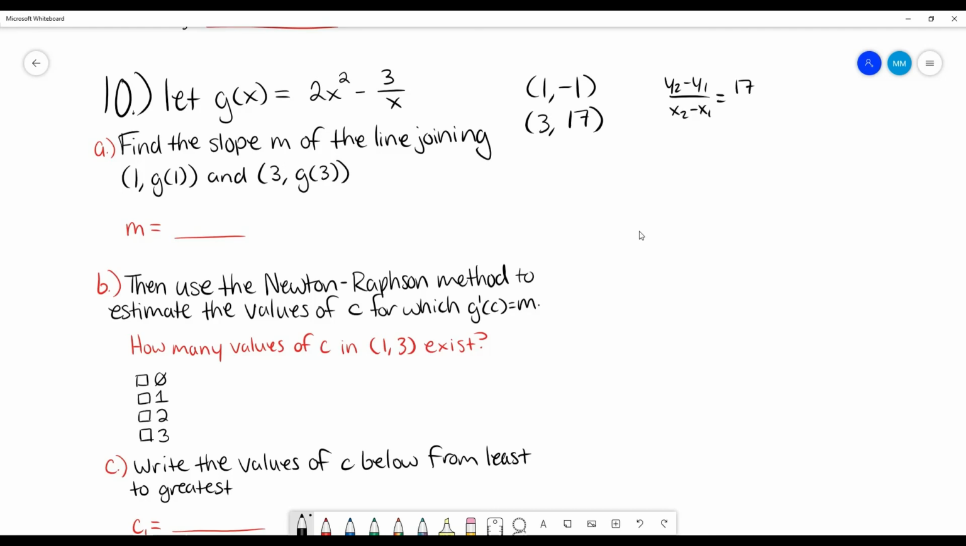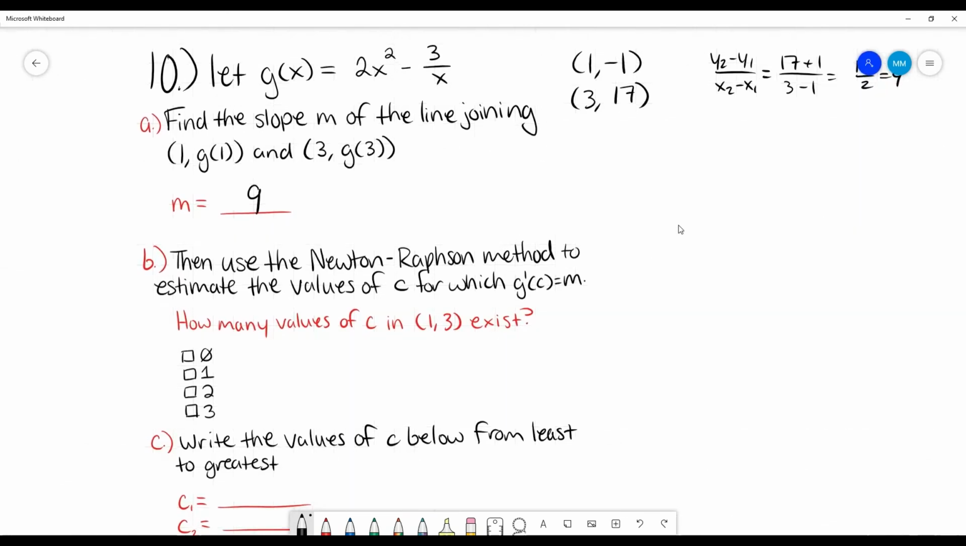In this case it's 17 minus -1, 3 minus 1, that gets us 18 over 2, which is a slope of 9. Now this next bit is a bit different from what we were just doing. Because it is incredibly difficult to actually solve for our zeros, we're going to use the Newton-Raphson method to estimate the values of c where our derivative equals the slope. Okay, so we want to figure out at what points our derivative equals that slope, but we're going to be using our Newton-Raphson method to estimate that.